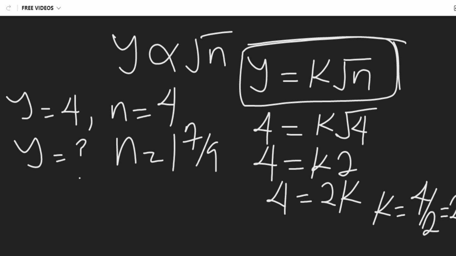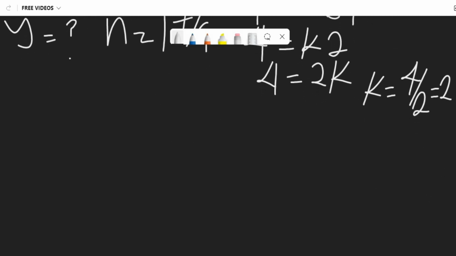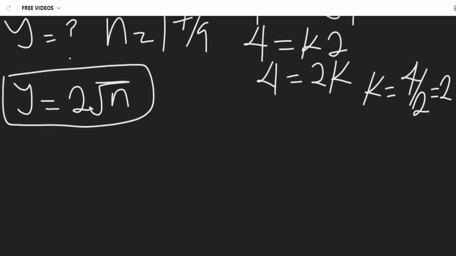that will be equal to 2. So having gotten our k to be equal to 2, the next thing we need to do is to find the relationship holding y and n. So that means our y is equal to 2 square root of n. The next thing we are asked to find is the value of y when n is 1 whole number 7 over 9.